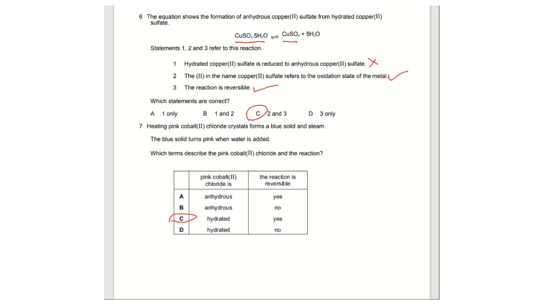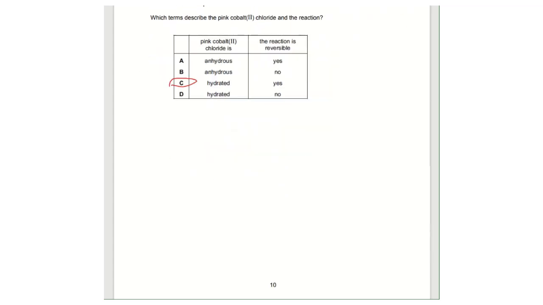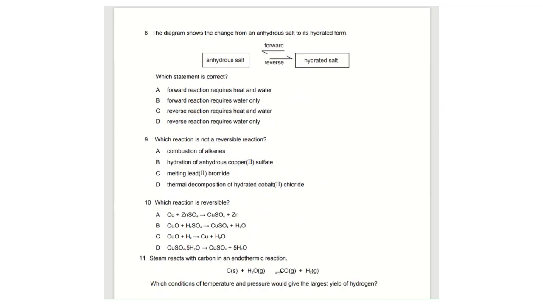Reversible. When you heat the substance, it will change again. The diagram shows the change from an anhydrous salt to its hydrated form. Anhydrous, when you add water, becomes this hydrated salt. Which statement is correct? Forward reaction requires heat and water.